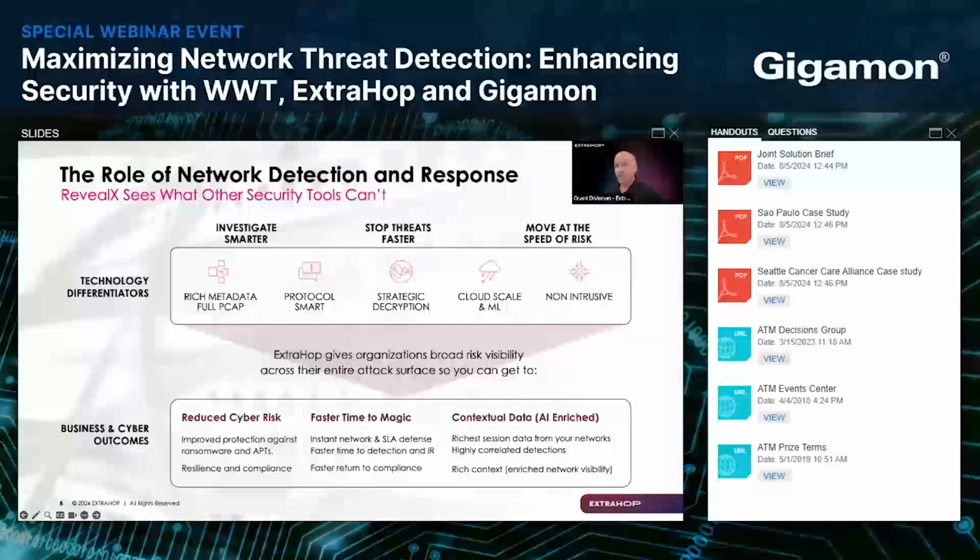ExtraHop will give organizations visibility and real-time analytics into cyber threats, vulnerabilities, and network performance issues that can evade existing security and IT tools. And that's going to give you AI-enriched contextual data that helps an organization reduce cyber risk and gives you what we call faster time to magic. That's going to get you instant network and SLA defense, help faster detection times, and then faster return to frameworks and compliance.